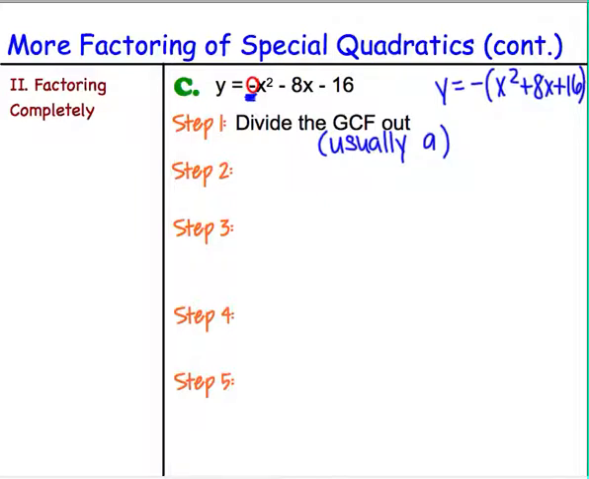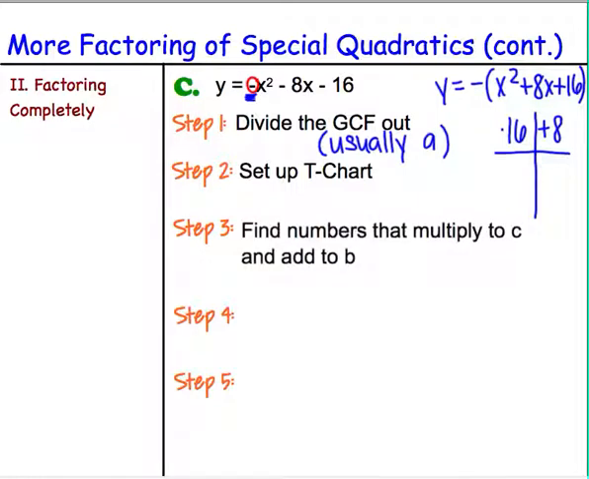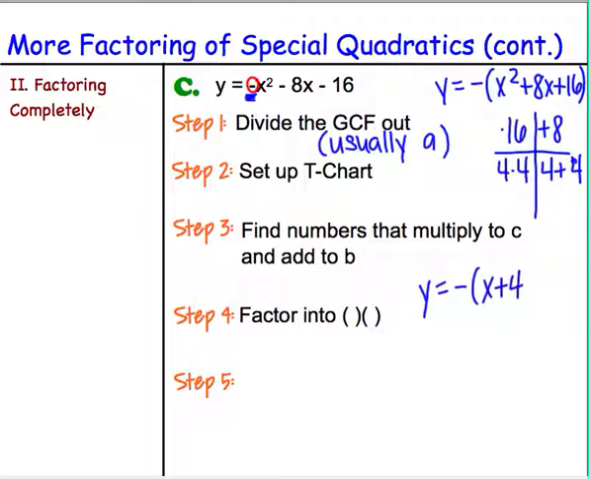So now our next step is going to be to set up our t-chart, which we need to multiply to 16 and add to 8. So we need to find the numbers that multiply to that 16 and add to 8, which is going to be, I think right away, 4 times 4, because 4 plus 4 does give me 8. And if you can get it on the first try without having to do too much guess and check, awesome. So then we're going to set it up into our factored form. So we have y equals, and we'll put the negative out front, and we've got x plus 4 times x plus 4. So then that last piece is going to be to check it.